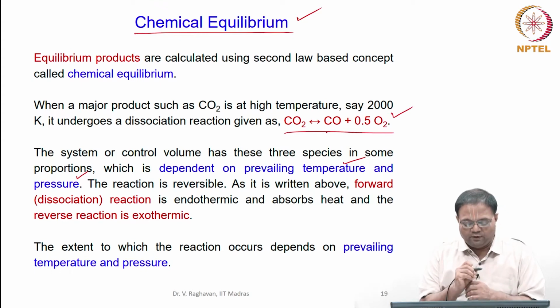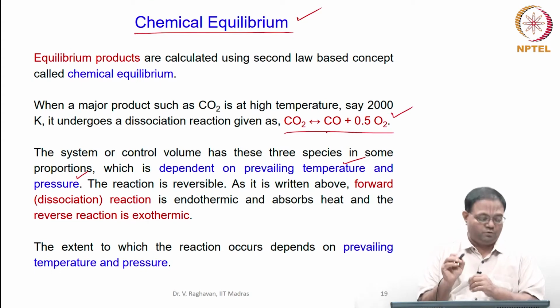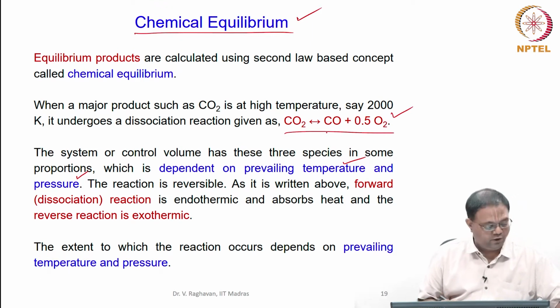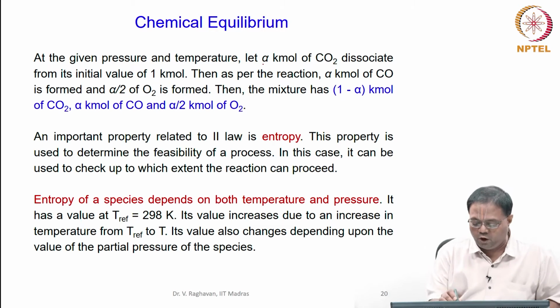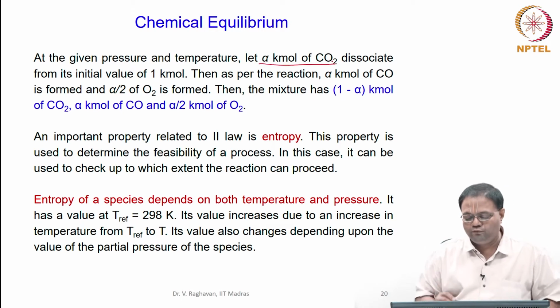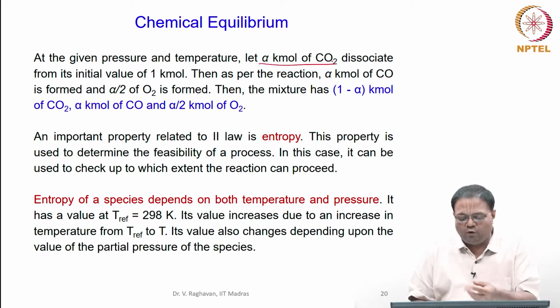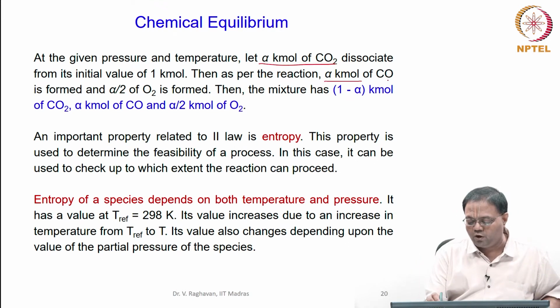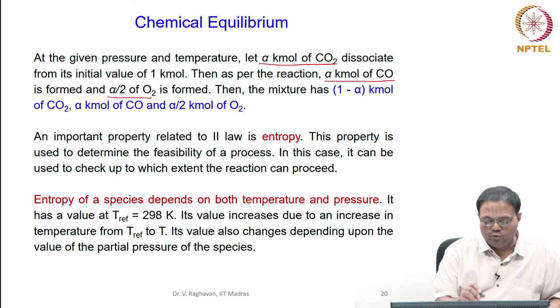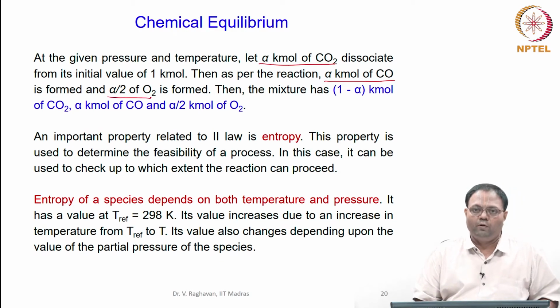Okay, so how to find the proportions at a given temperature and pressure? For that you need second law concepts. Now let us assume that alpha kilomoles of CO2 dissociate. When alpha kilomoles of CO2 dissociate, the number of moles of CO formed is alpha, and alpha by 2 O2 will be formed.